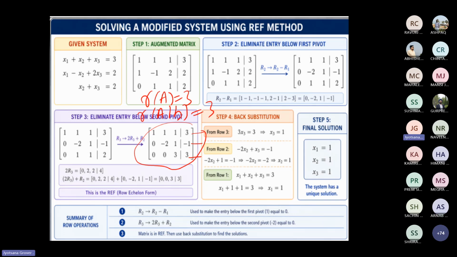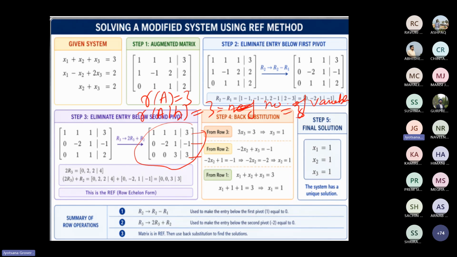Now this is also equal to the number of variables. Number of variables are how many? 3, right? x1, x2, x3. Yeah, 3. So that's why we are getting a unique solution.